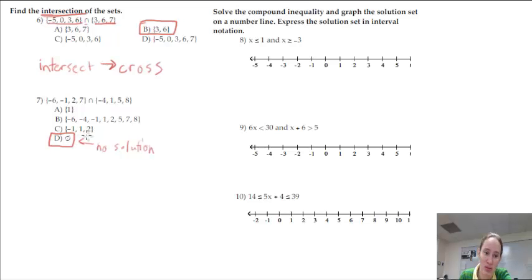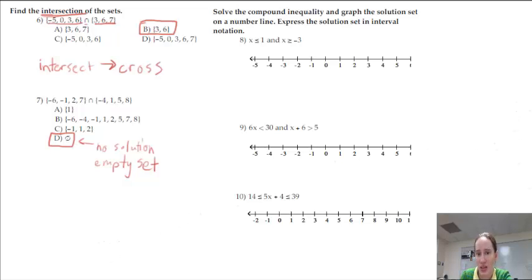Sometimes we say it means no solution, or we're talking about that it's the empty set. And so what do they have in common? Nothing. So there would be nothing in the set of the stuff they have in common. So that's what we would pick there, is D.